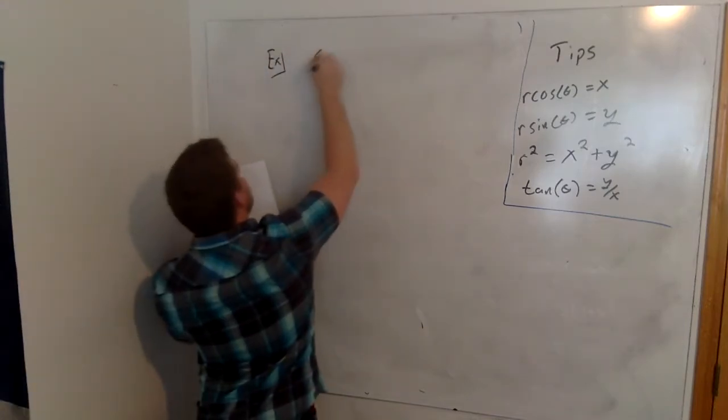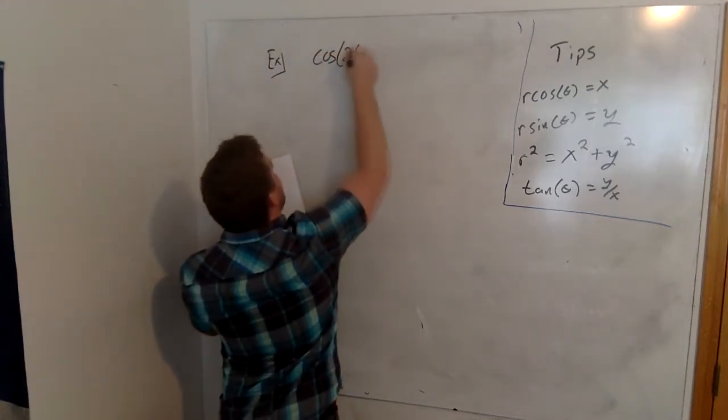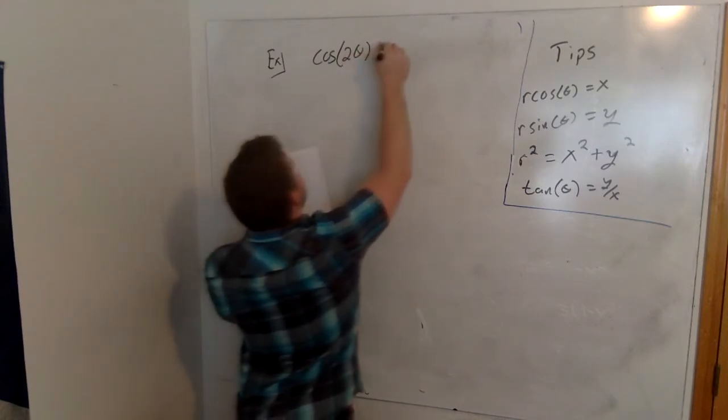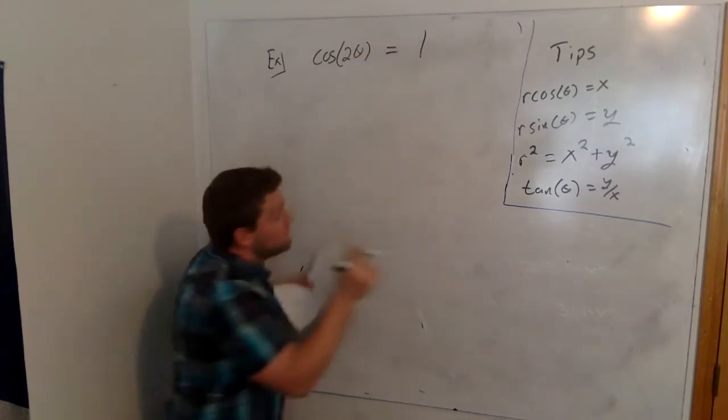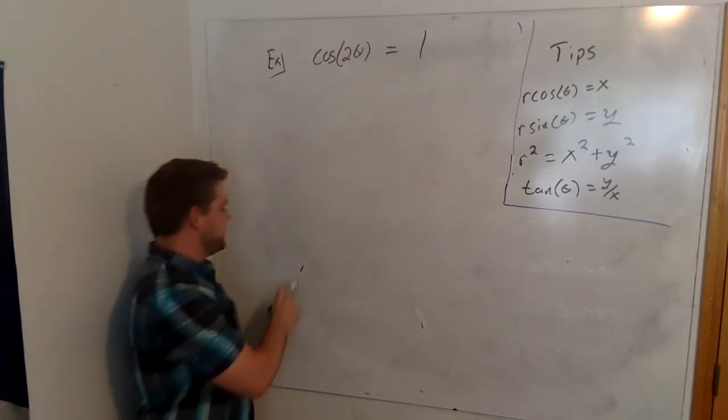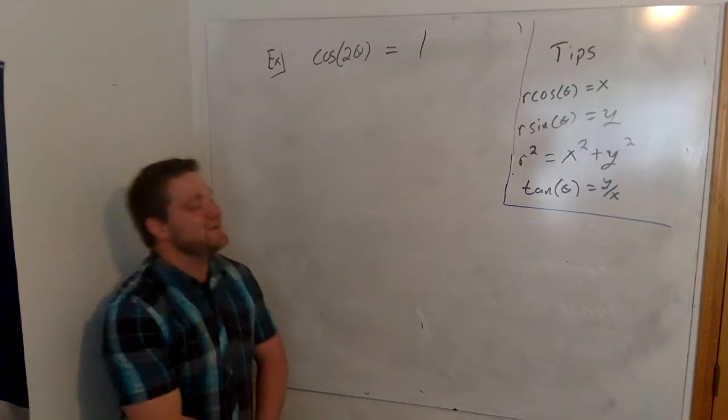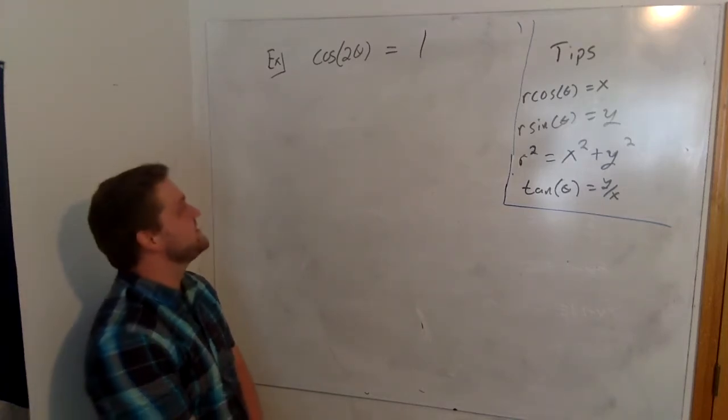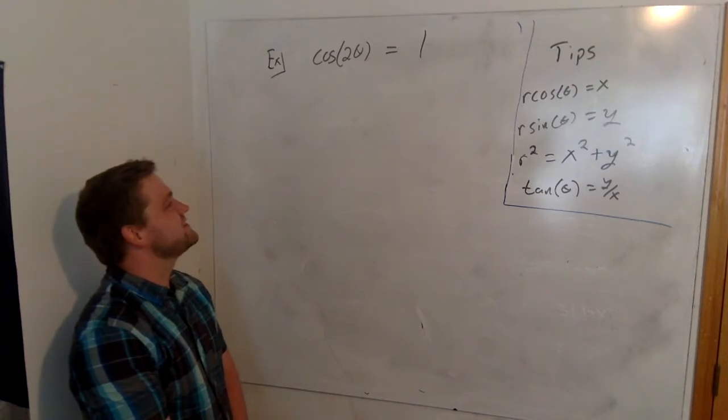Let's say we have the cosine of 2 theta is equal to 1. Go ahead and pause the video and see if you can convert this into rectangular coordinates.